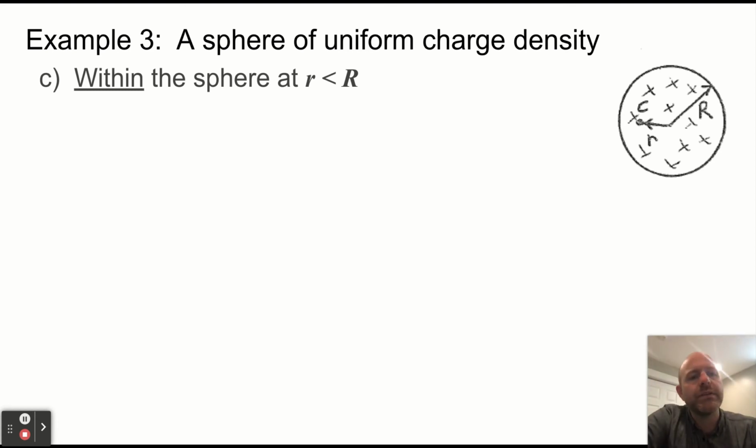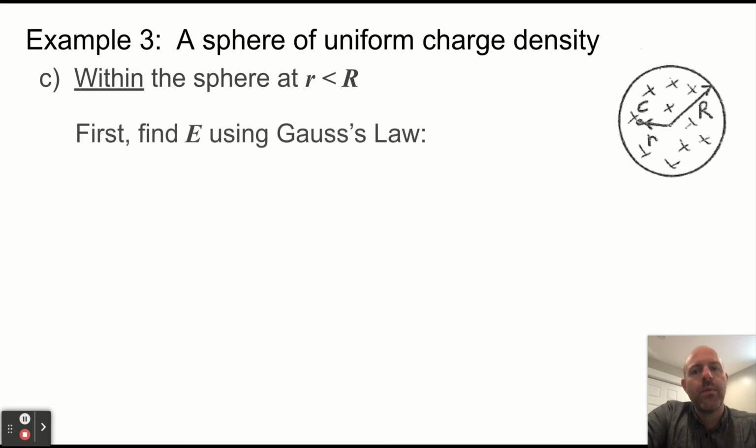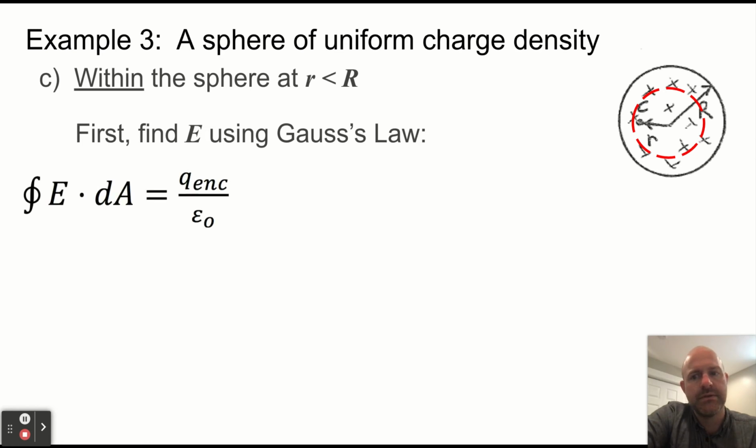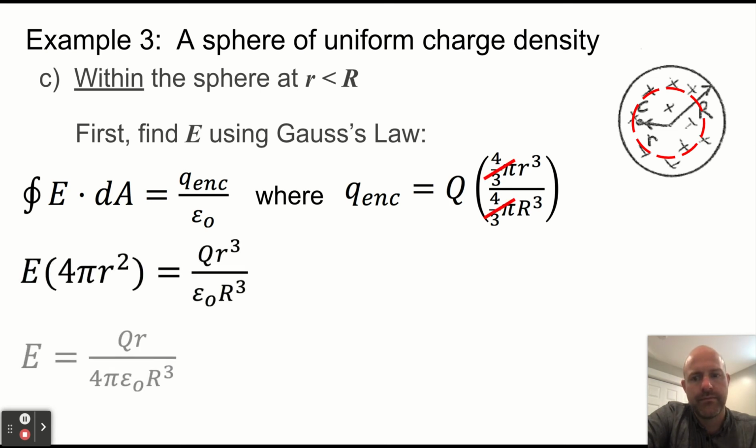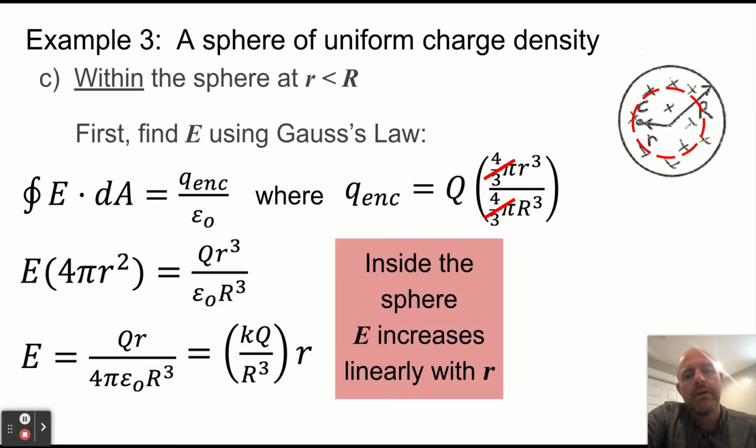Again, the important thing to notice is this is not a conductor. If it were, all the charge would be on the surface. So now that we're going inside, we have to find the electric field using Gauss's law, which is something we've done before. You draw a Gaussian surface, the surface integral of E dot dA, Q enclosed over epsilon naught. And the electric field is Q, R over a bunch of constants. In other words, it's 0 at the center and it gets bigger as you go outward, right? KQ over R cubed is our constant, set of constants times R. Inside the sphere, it increases linearly with R.